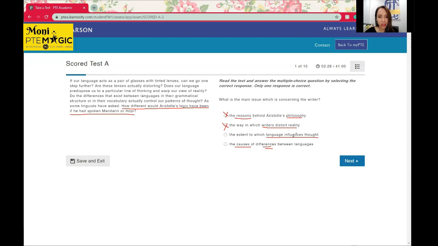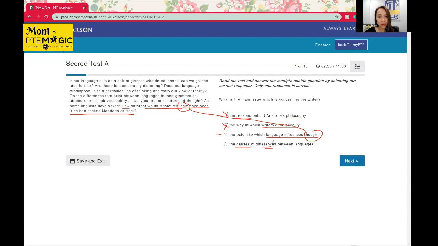The extent to which language influences thought. Maybe this one, yeah. How different would Aristotle's logic have been? Logic means thought. Same thing, if he had spoken Mandarin or Hopi. So if he had spoken a different language, his logic would be a bit different, right? So this might be a potential answer.